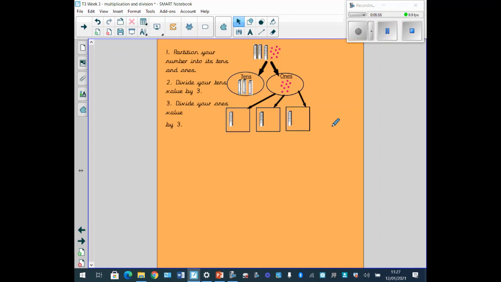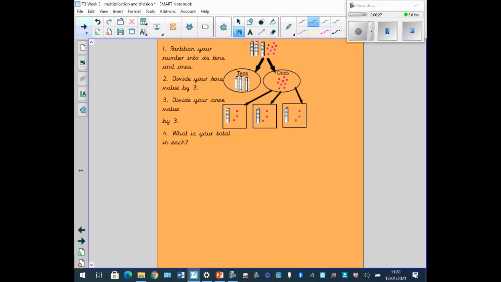Okay, how did you get on? Could you share your 1s? I'm going to do it for you now. I can't quite do this, so I'm going to draw them in. So I've got 1, 2, 3, 4, 5, 6, 7, 8, 9. I've got 9 1s in here, and I've shared them equally into these 3 groups.